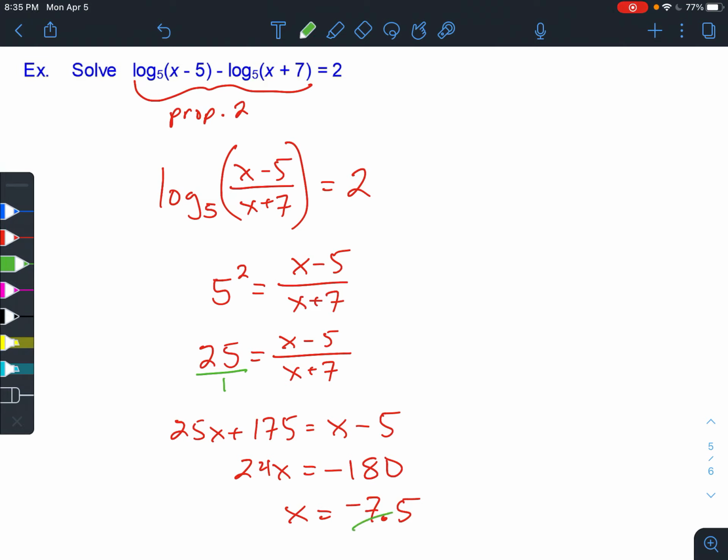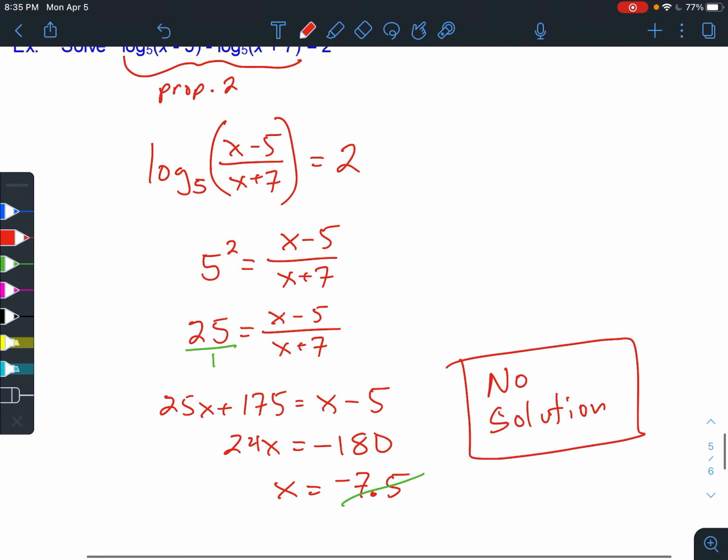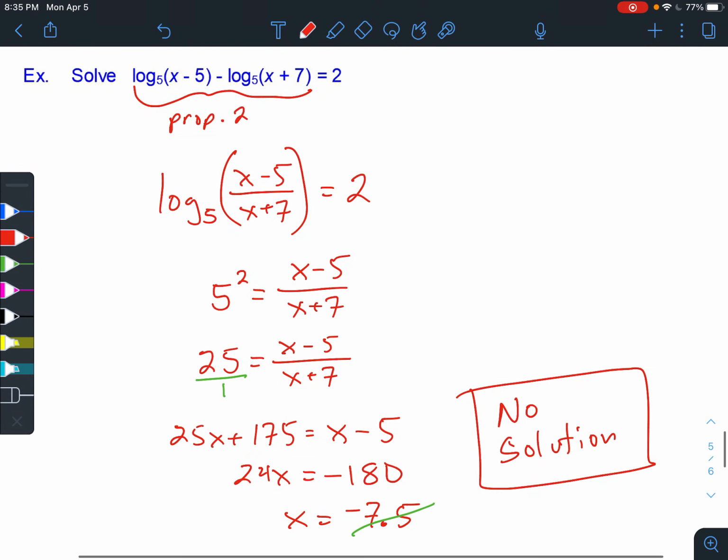And notice I'm throwing out my one and only solution I had. So here's the case that I alluded to earlier, that we actually have no solution. Boom. So that definitely is a possibility, and that was the last example. So just be aware of that.